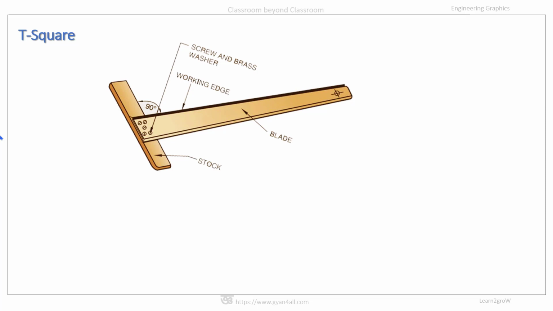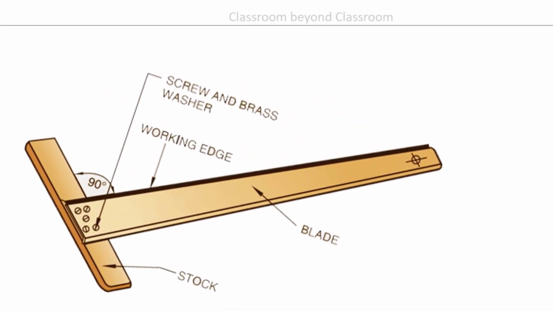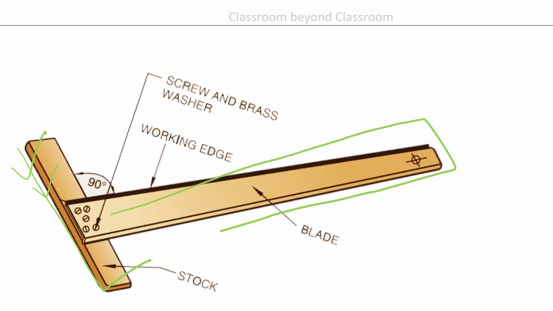Now T-square. T-square is generally made of hardwood. There are two parts of the T-square. One is the stalk of the T-square, and this is called the blade of the T-square. Both stalk and blade are joined at right angle to each other as shown in the diagram.